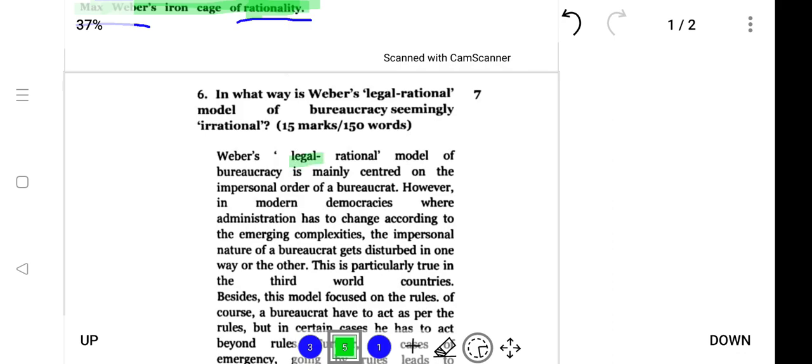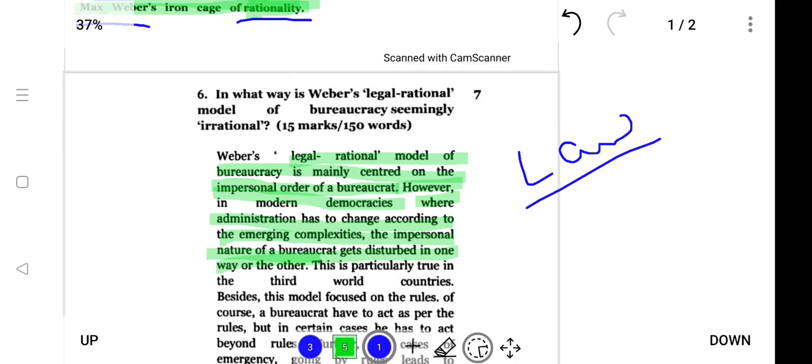Weber's legal rational model of bureaucracy is mainly centered on the impersonal nature of order of a bureaucrat. That is, a bureaucracy has to follow impartial rules and regulations exactly so that work gets done. However, in modern democracy where administration has to change according to the emerging complexities, the impersonal nature of a bureaucrat gets disturbed in one way or the other. For example, a law is made and a bureaucrat, for example with regards to juvenile.